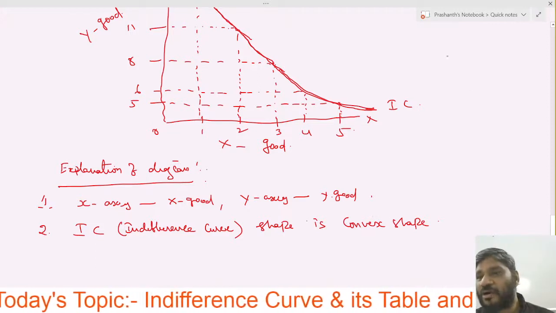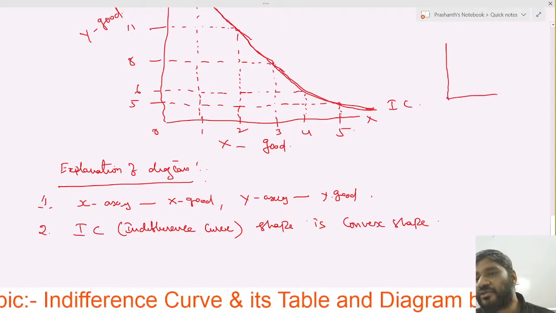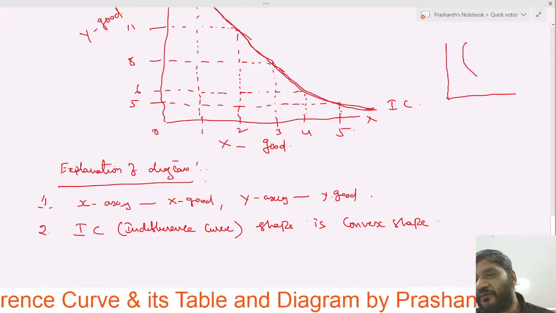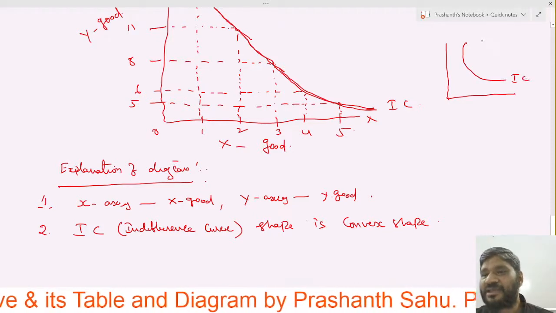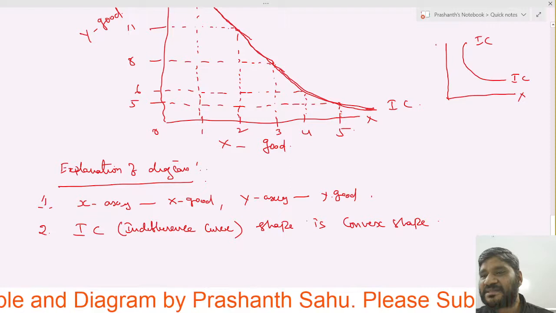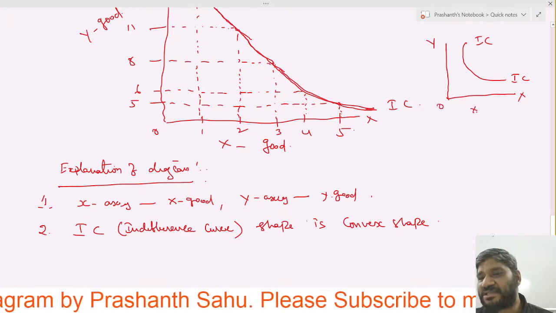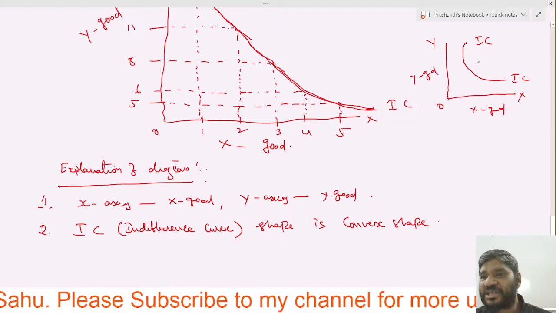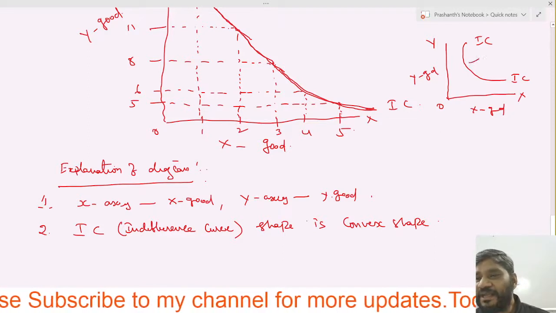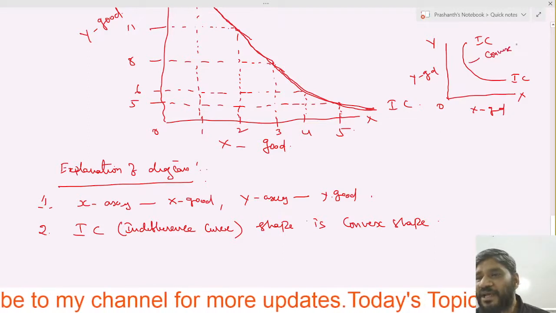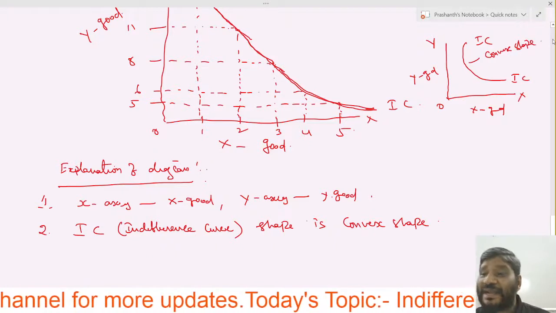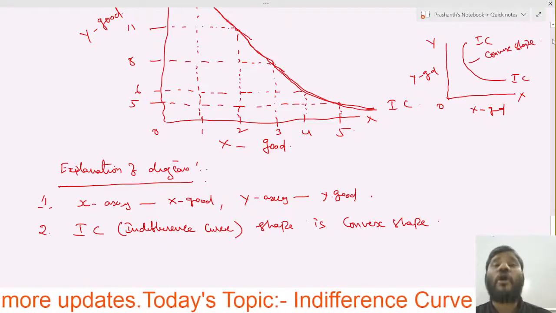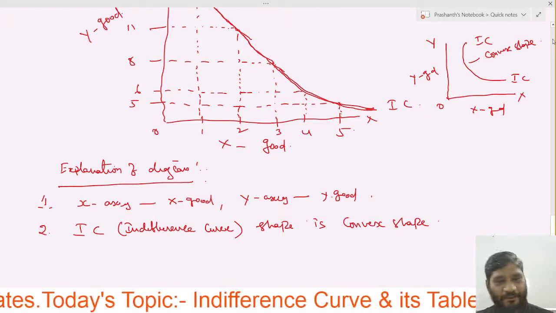Most probably here we used to see this kind of shape. This is the x-axis and this is the y-axis. This is the x good as well as this is the y good. And this is the shape, and the shape is convex. We used to call the indifference curve shape convex shape, right?